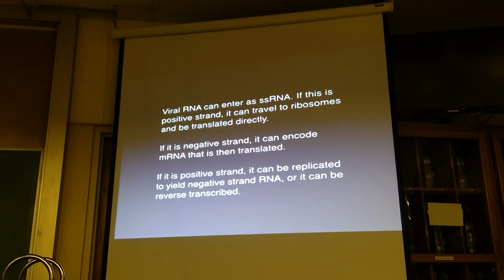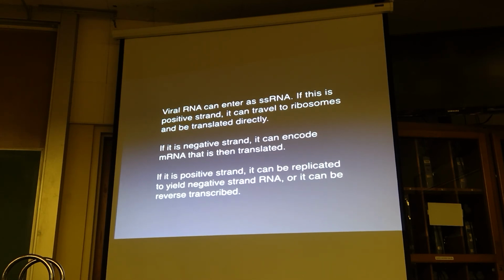Oh, and if it comes in as single-stranded RNA that is positive strand, it can either be replicated to yield a negative strand, or, and why would they do that, but they do, they come in as positive strands. Sometimes they go directly to the ribosome, sometimes they don't. Sometimes they will code for a negative strand, which then codes for another positive strand that goes to the ribosome. Or they can come in as negative strand RNA, which then encodes DNA.